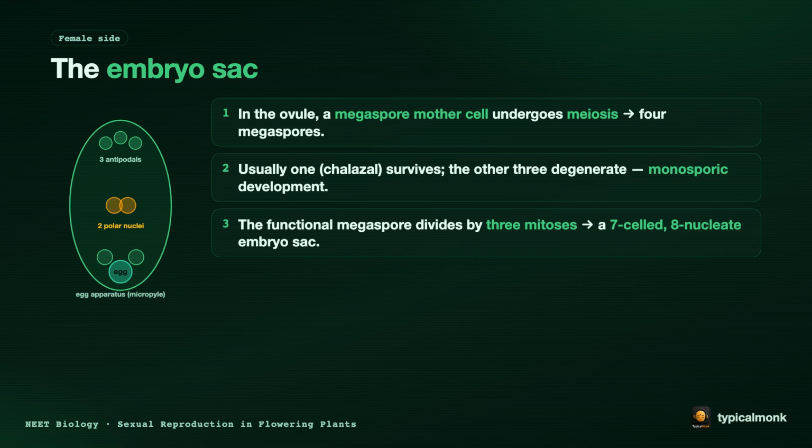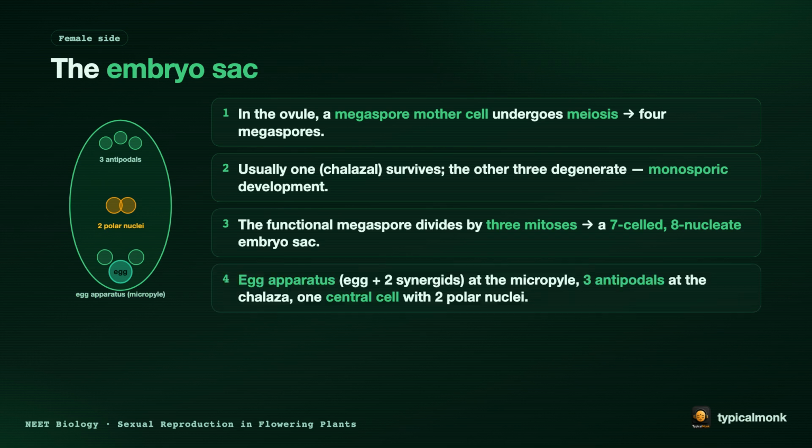The surviving functional megaspore undergoes 3 mitotic divisions, forming a 7-celled, 8-nucleate embryo sac. Its layout: at the micropyle, the egg apparatus, that is the egg and 2 synergids; at the chalaza, 3 antipodals; and in the middle, 1 central cell holding 2 polar nuclei.